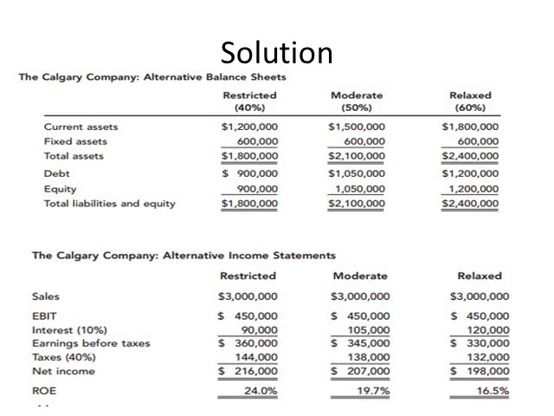The result will be the net income, which is equal to the earning before tax minus the tax. So in the first one, it will be 216,000, 207,000, and 198,000 respectively among the three strategies.